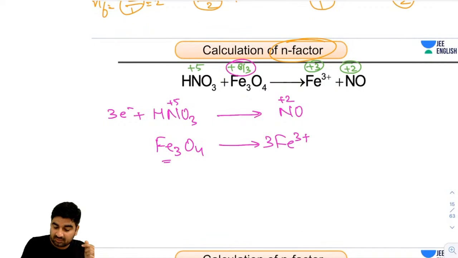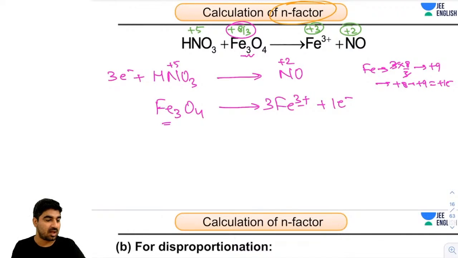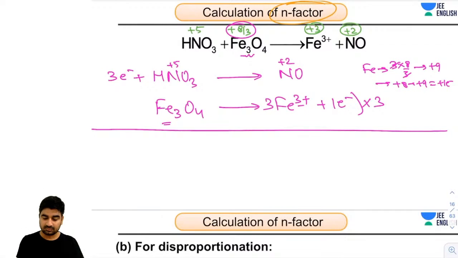So on one Fe we have 8/3. So we have 3 Fe here, 3 into 8/3. And then we have 9 here, 3 into 3. So it will go from +8 to +9. So the difference would be 1 electron. So there is loss of 1 electron, guys, right? And if there is loss of 1 electron, just multiply it by 3. And now do it.